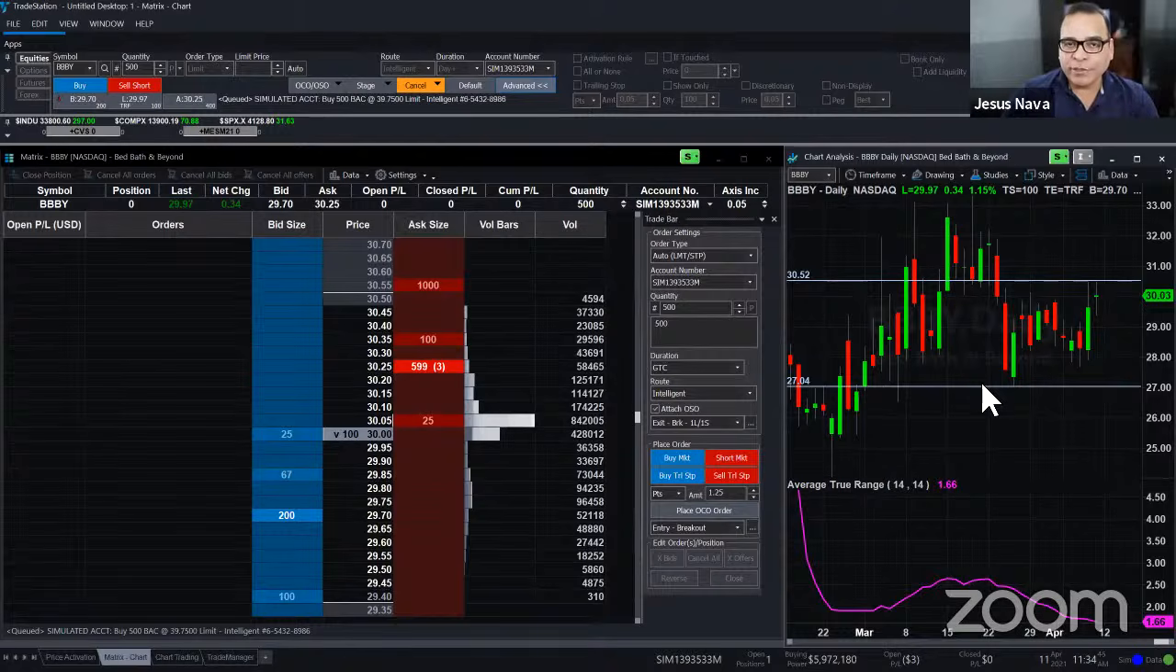This is a great type of trade for you to be able to get into the action if something is trading sideways. This is probably not the best example. This is something that I looked for this morning, but I noticed that BBBY, Bed Bath & Beyond, was trading within a $3 range. For the past couple of weeks, that's been the case.